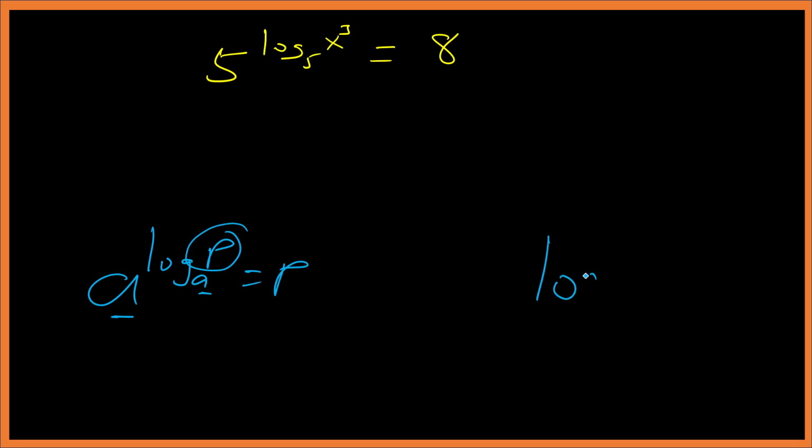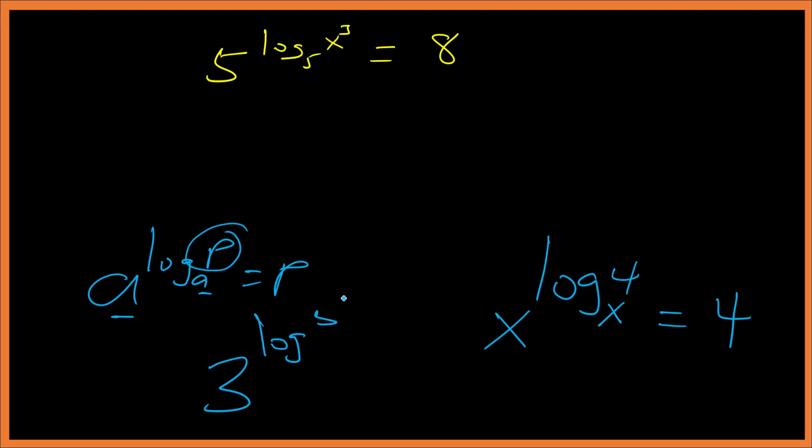So when you're given x raising log 4 to base x, the answer is 4. So this one is clear. You can try this: 3 raised to log 5 to base 3. So 3, 3. So the answer is 5.